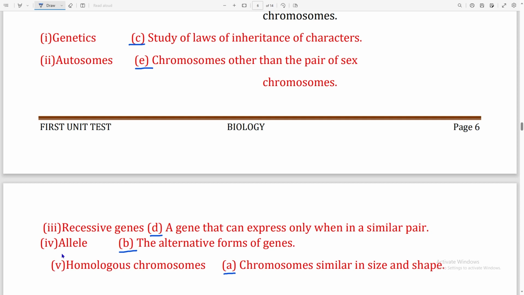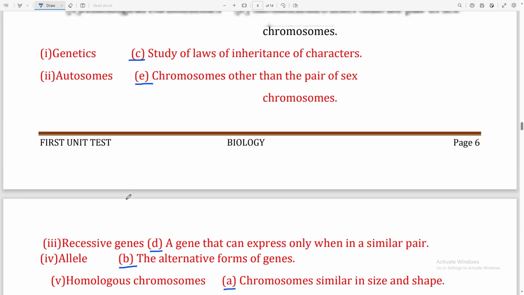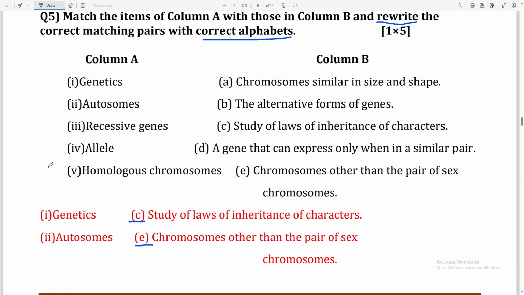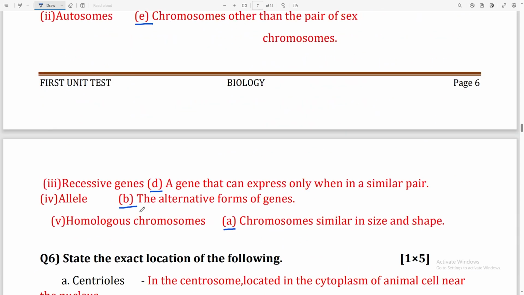This is the answer. Remember, if you don't write the alphabets, because it is asked to write the correct alphabet, so directly you are losing marks. If you write all the answers correctly but without alphabet, then it won't be considered.